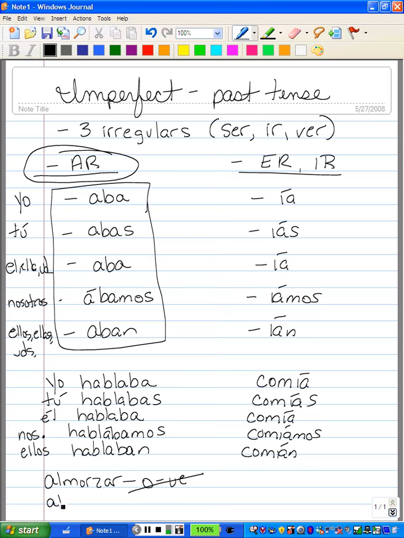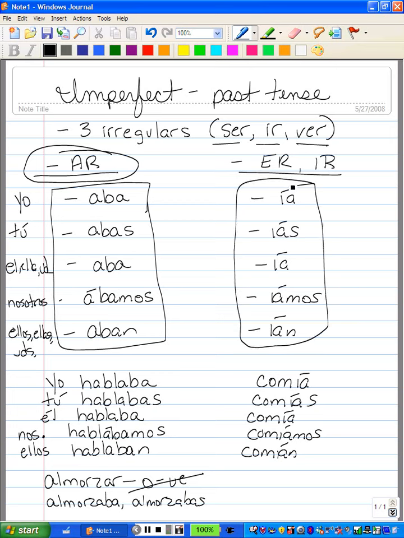It's just the verb almorzaba, almorzabas, etc. No stem change. For any verb besides ser, ir, and ver, these are your endings here. Again, no stem changes. So even if you have the verb pedir, which means to ask for, it's normally an E to I in the present. It does not have a stem change in the imperfect.